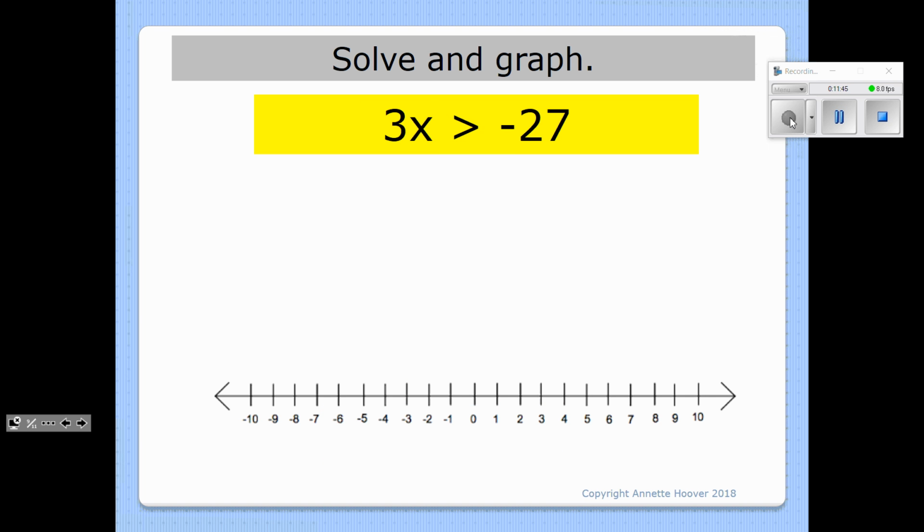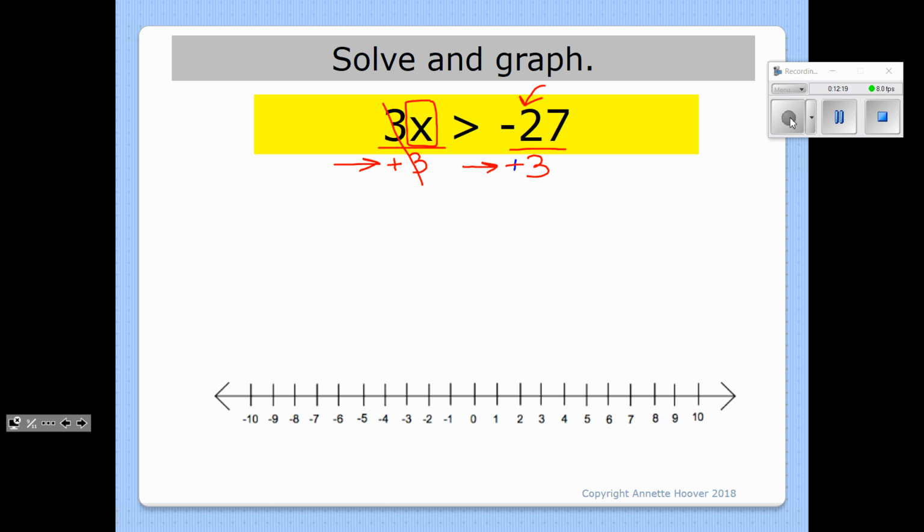Here is the variable. It's being multiplied by 3. So we have to divide both sides by 3. Now, what are we dividing by? We're dividing by a positive 3, not a negative number. So in this scenario, we do not flip the sign because this is what we're dividing by, and it's positive. It doesn't matter that there's another number in this equation that is negative. It's what number are you multiplying or dividing by? This is positive. Do not flip the sign.